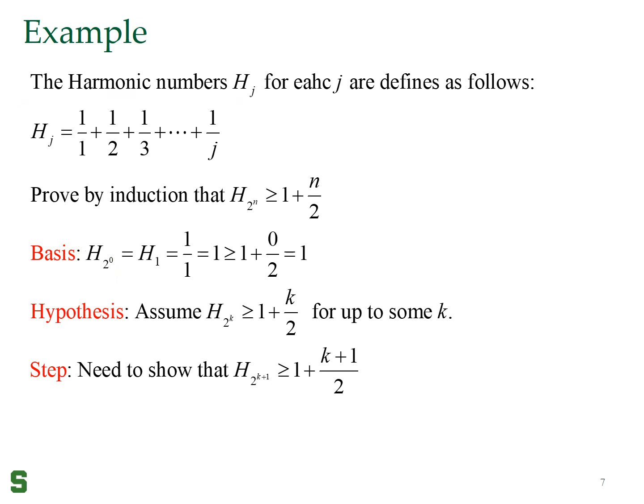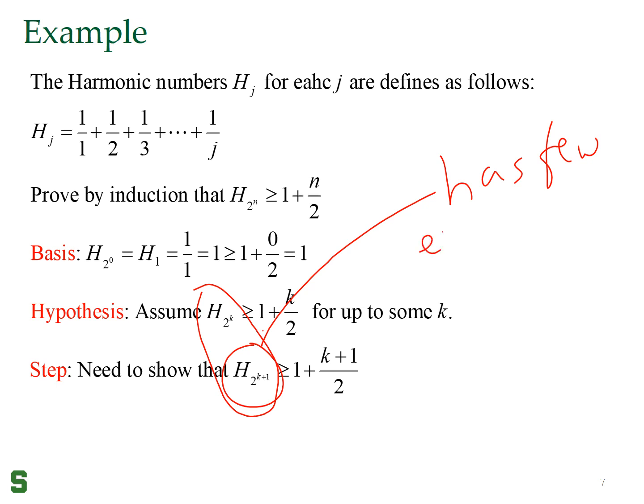Now we are going to assume that this result is true for some value of k, and we want to show that it is true for k plus 1. So let's see what we have here. What is the relation between h of 2 to the power k and h of 2 to the power k plus 1? The relation is that this term has a few extra terms. In fact, it has quite many extra terms.